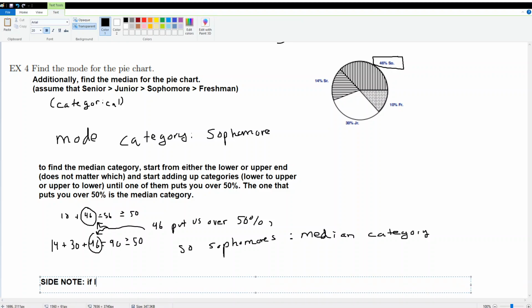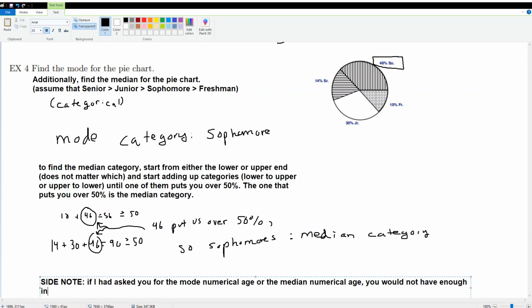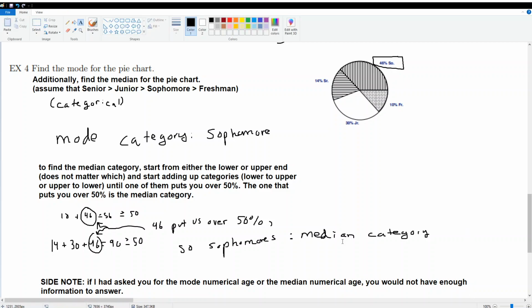Side note, if I had asked you for the mode age, so I'll write numerical age, or the median numerical age, you would not have enough information to answer. And indeed, these will both pop up on the test. All right. So that is that for the most part for our 4 measures of location, the most common ones for now.